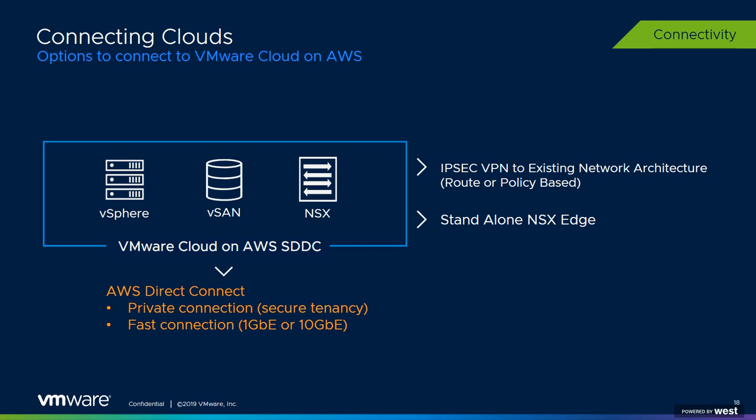And then as far as connecting your clouds, you have the option to connect to VMware Cloud on AWS between your on-premises environment, either by leveraging AWS Direct Connect. So this is going to give you that ability to have that private connection over a secure tenancy, allowing fast connection as far as depending on the connectivity speed you choose with a Direct Connect partner. You can utilize an IPsec VPN as well. You can make this where it's route or policy based with your existing network infrastructure, or if you want to even deploy a standalone NSX edge, you can do so as well. This will all give you that ability to, again, have that hybrid connectivity take place between your on-premises vCenter environment and your VMware Cloud on AWS SDDC.